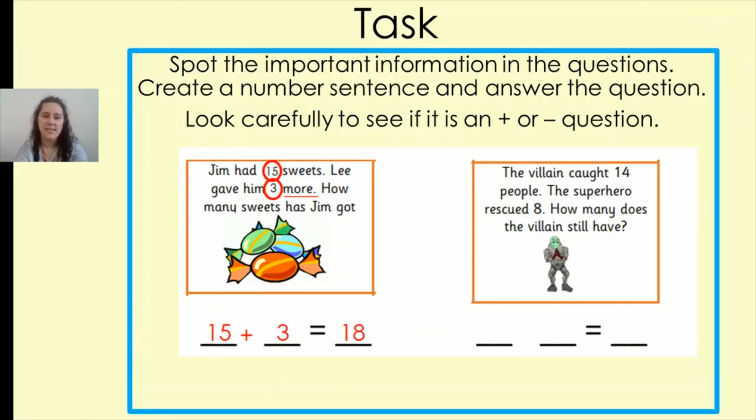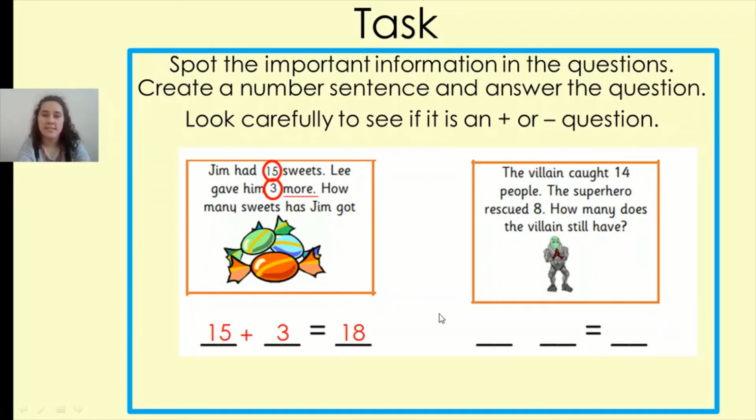Your task for today is to look at these questions and spot the important information. Read it really carefully to see if this is an addition or a subtraction number sentence. I've done the first one for you. Here I spotted the important information 15 and 3, and I spotted the important word more. That told me that we must be adding. I then worked out the answer to the question. 15 plus 3 equaled 18.